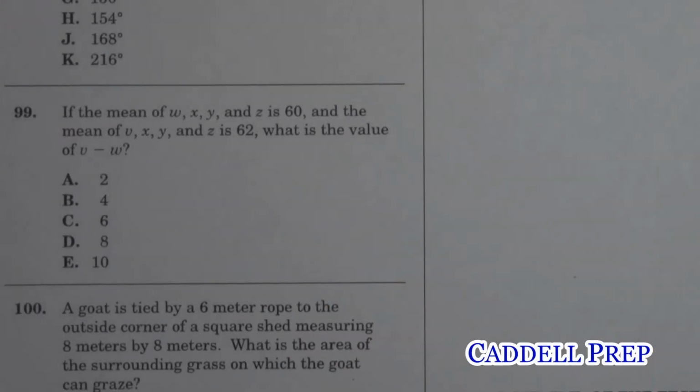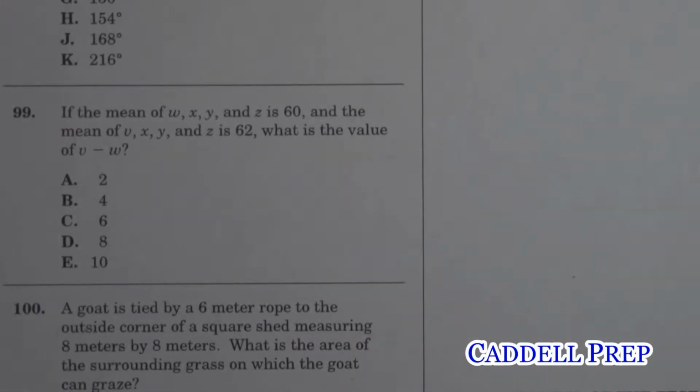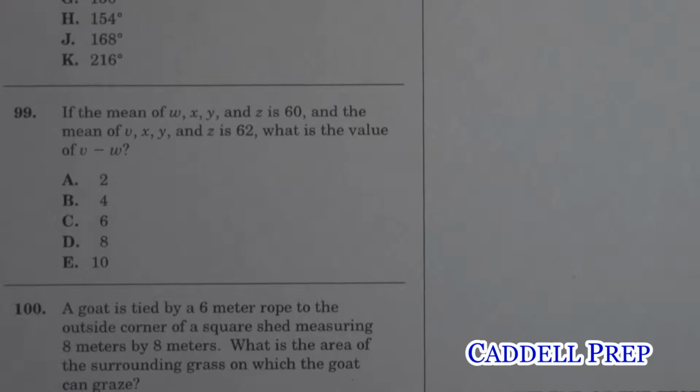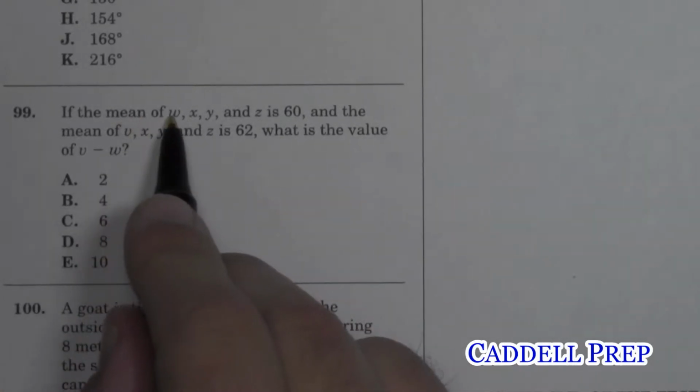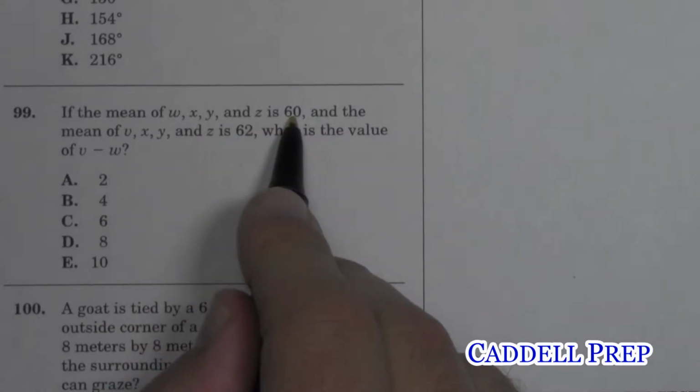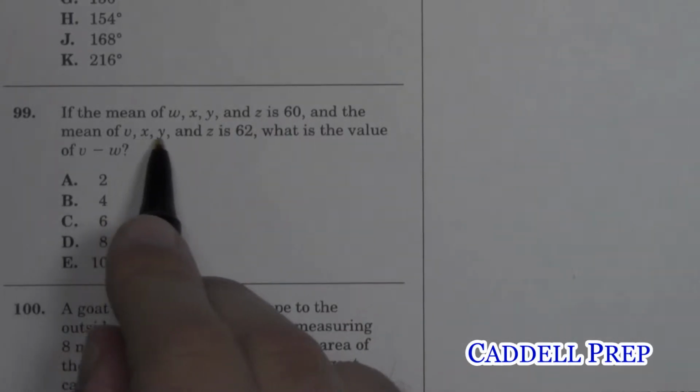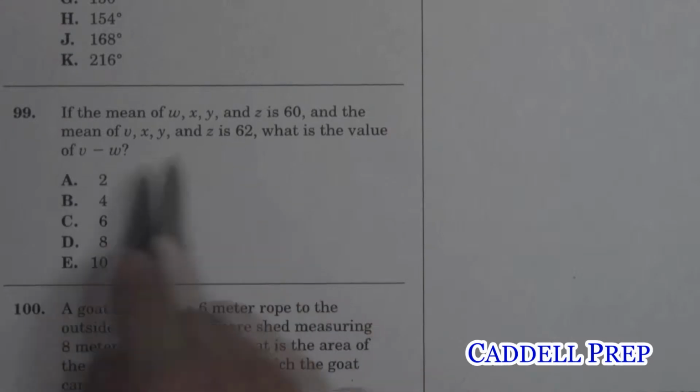For question 99, it says if the mean of w, x, y, and z is 60 and the mean of v, x, y, and z is 62, what is the value of v minus w? So if we take a look at this, we see that the mean of w, x, y, and z is 60 and the mean of v, x, y, and z is 62.